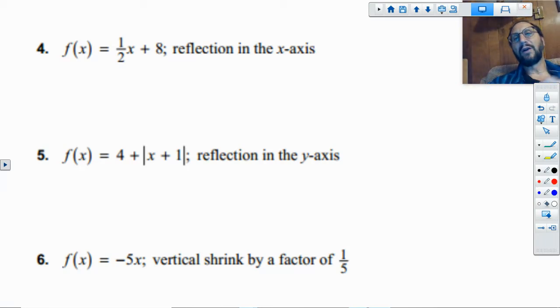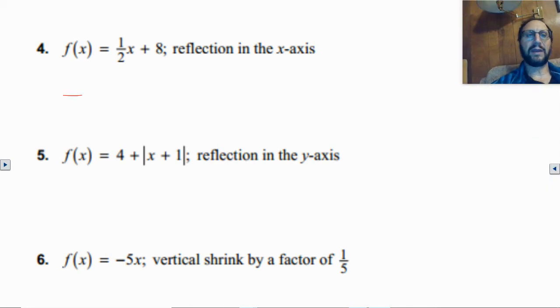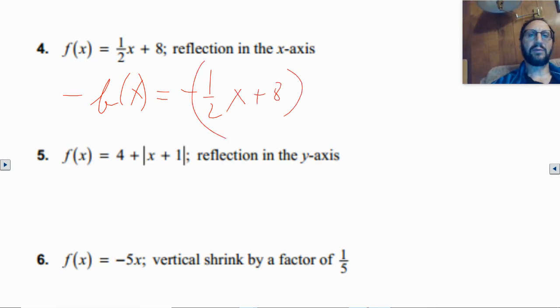All right, reflecting over the x-axis. Now, the x-axis would be vertical. So this is the same thing as saying it's a vertical dilation by a factor of negative 1. So really what this is asking is, what's the opposite of f of x? Which is minus 1/2 x plus 8, where this is in parentheses. Or if you want to do it in one step, it would be like this. Negative 1/2 x minus 8. And that's the way that one works.